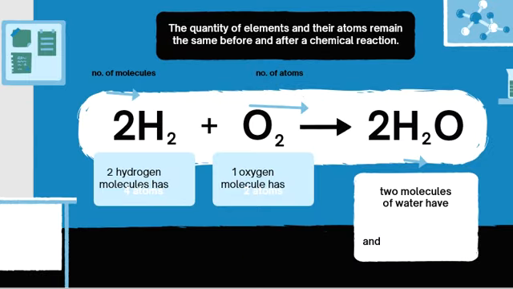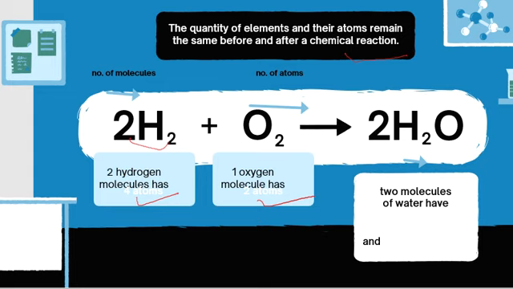The quantity of elements and their atoms remains the same before and after a chemical reaction, as you know very well. Here is the example. 2H2 plus O2 gives us 2H2O. Here are two hydrogen molecules. Here is one oxygen molecule. And here are two atoms, here is a 2 to a 4 atom. Right.